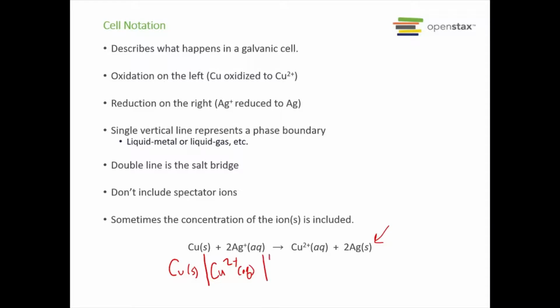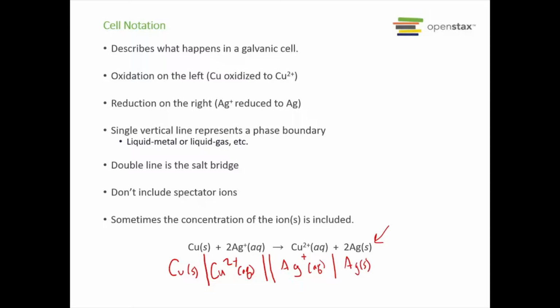And then we draw 2 vertical lines to represent the salt bridge. And then we're going to go ahead and do the reduction. So this is going to be Ag plus, and then separated with Ag solid.